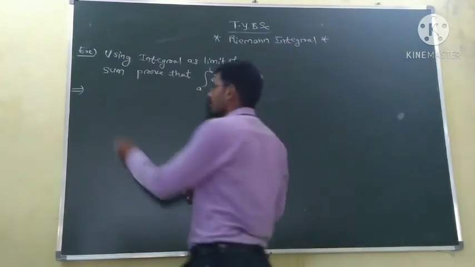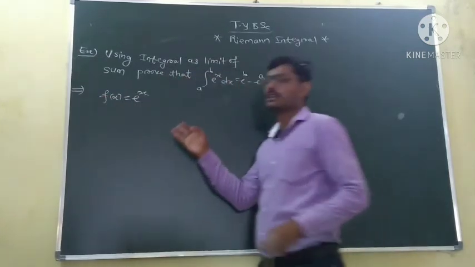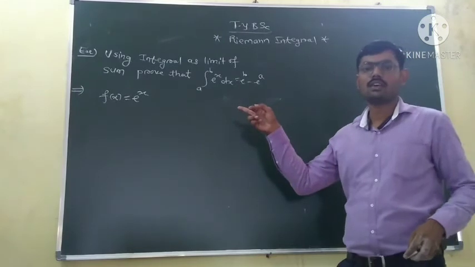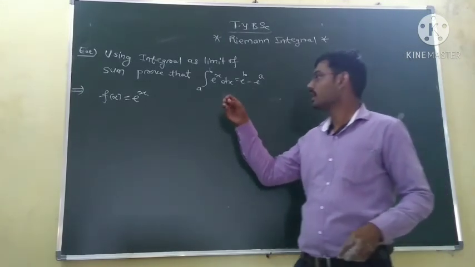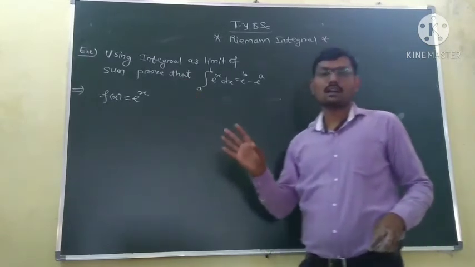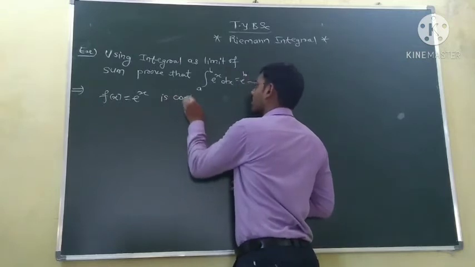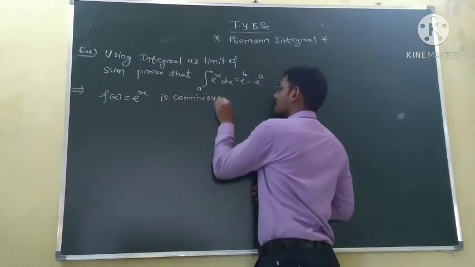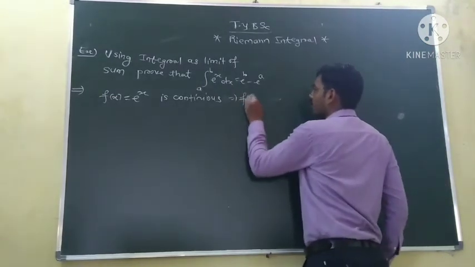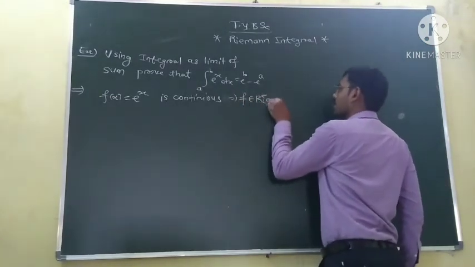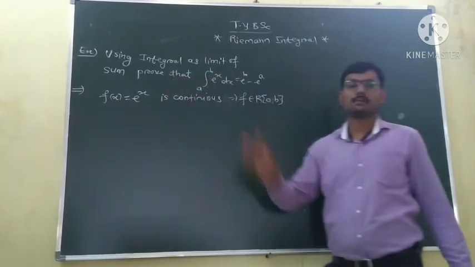Okay. So the function given here is f of x is equal to e raised to power x, and we know this exponential function is always continuous on any interval of real numbers. Actually, it is continuous on whole R. Okay, so it's continuous everywhere. So it's continuous on any interval from a to b. Okay, this implies it is Riemann integrable on the interval a to b. So we can use the formula for integral as a limit of sum.